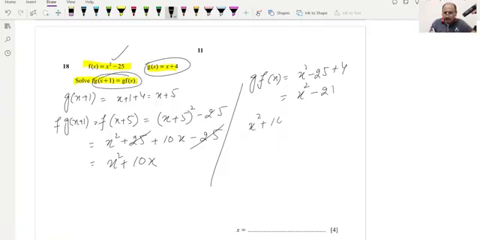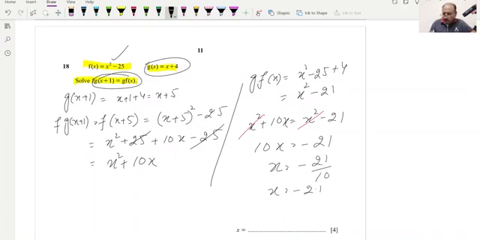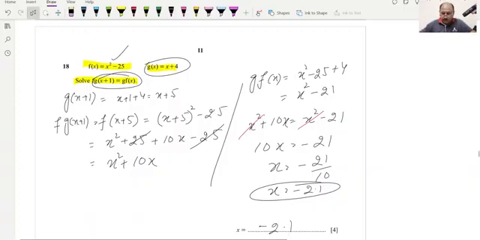Now they are saying these two are equal to each other, so we can equalize. X squared plus 10x is equal to x squared minus 21, and we can cancel these squares. Then we missed x basically over here. So 10x is equal to minus 21. So x will be equal to minus 21 over 10. This implies x is equal to minus 2.1. So we can write minus 2.1 or minus 21 over 10. This will be our final answer.